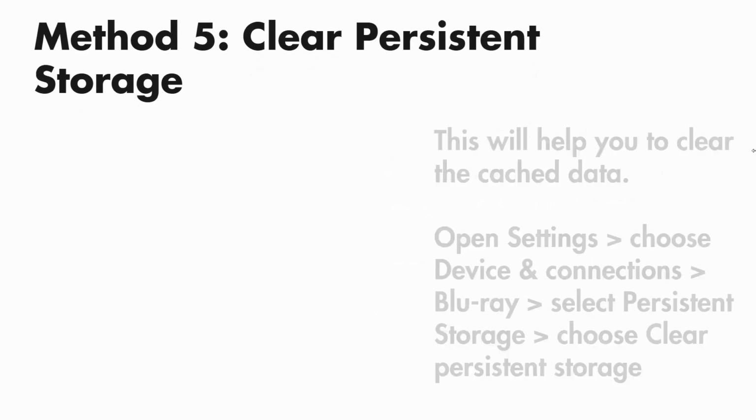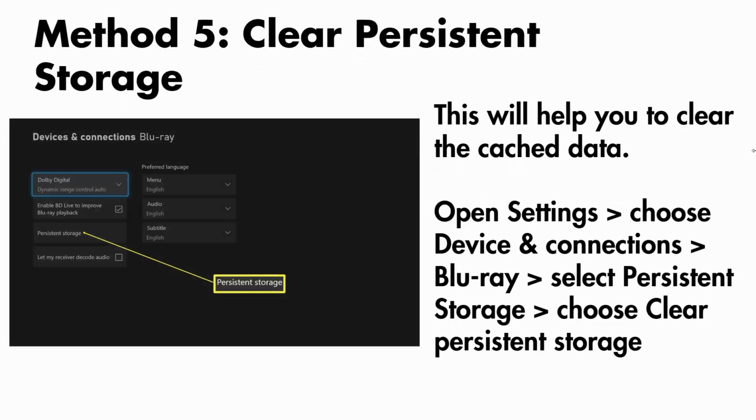Next is to clear persistent storage. So this will help you to clear the cache data. For that, open settings, choose device and connections, click on Blu-ray, now select persistent storage, then select clear persistent storage.